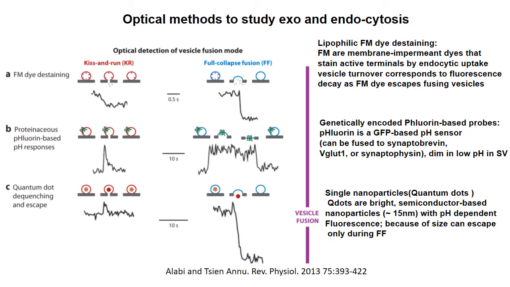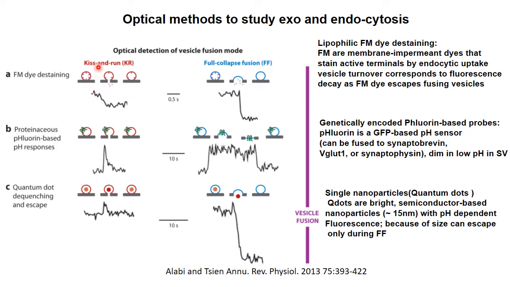Now, what are the experimental approaches with which we can measure whether it's kiss and run or full fusion? There are both optical and electrophysiological methods to study this. Here are examples of some optical methods. They are dyes. FM dyes are lipophilic dyes that are membrane impermeant and will stay at the active terminals. Then you can stimulate cells to have endocytic uptake of vesicles, so all of the vesicles are going to be labeled with that dye. And then when you induce the fusion, that dye is going to leave.